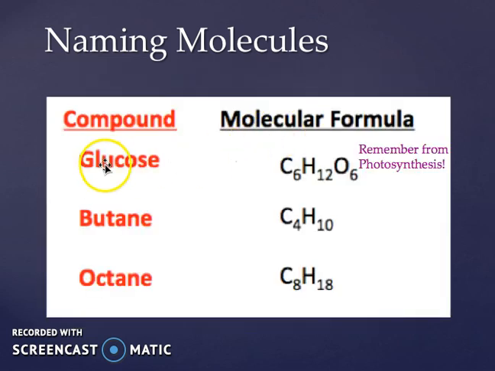And here's just a few more examples of some things that we use sometimes, like glucose, C6H12O6, which we used when we talked about photosynthesis, butane, and octane.